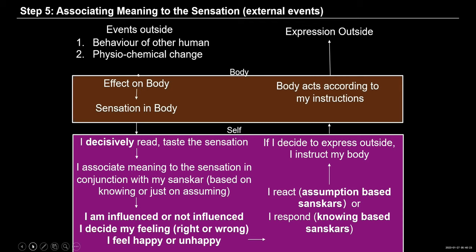Again, if we look at a sanskar based on assuming without understanding, what I try to do is I often get influenced by this sensation. And I may decide my feeling based on that. So I may have an expectation of a certain kind of food. And if the sensation that I am expecting, the meaning that I have given, if I don't get that, then I may choose to have a feeling that is not naturally acceptable. I may get angry, I may get disturbed.